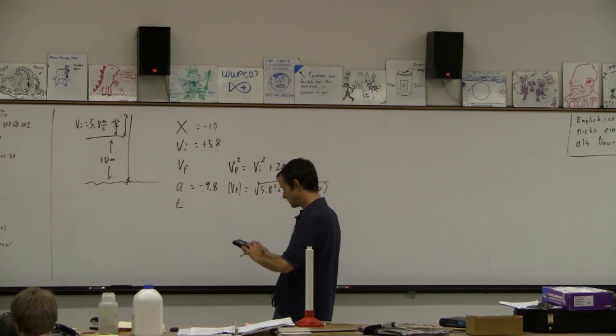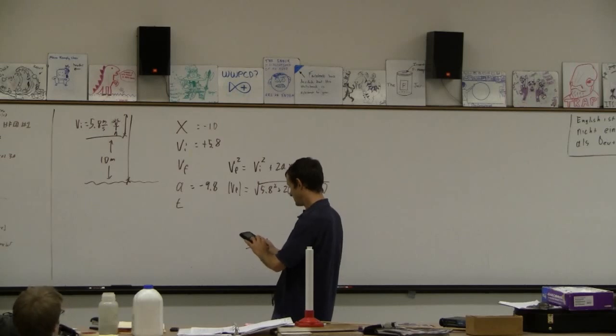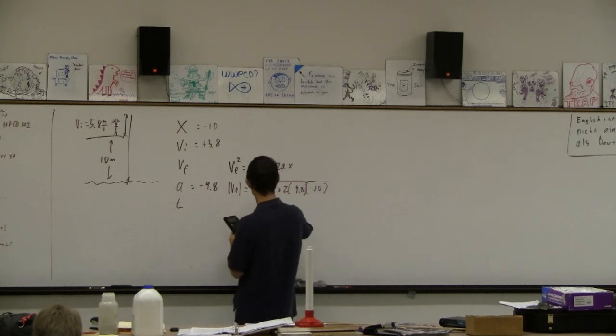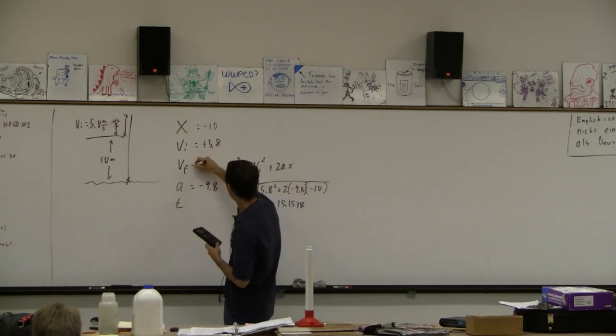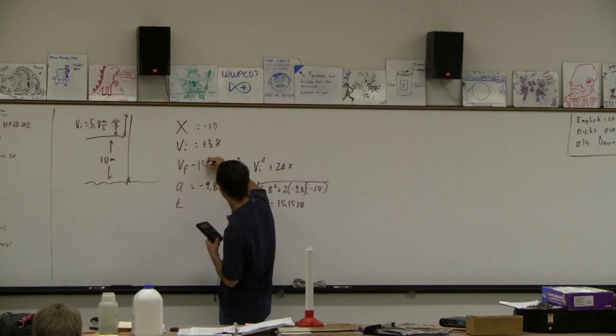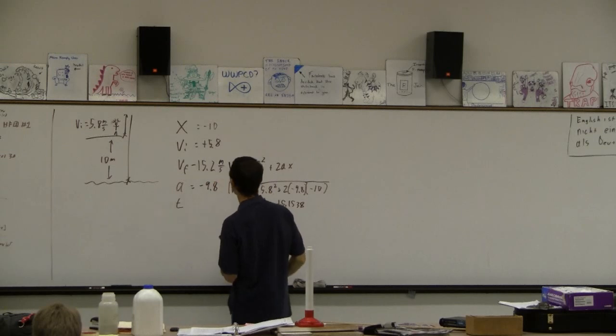Okay, so 5.8 squared plus 2 times 9.8 times 10. I'm too lazy to put in 2 minuses. Okay, so this one is the final velocity. The absolute value is 15.1538, right? But you know when it hits the water, he's got to be going down. That's why it says negative 15.2 meters per second, right?